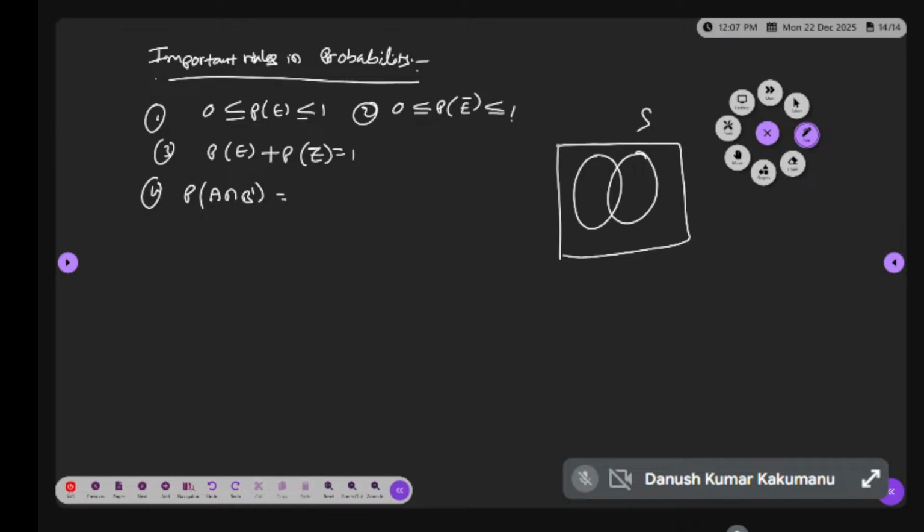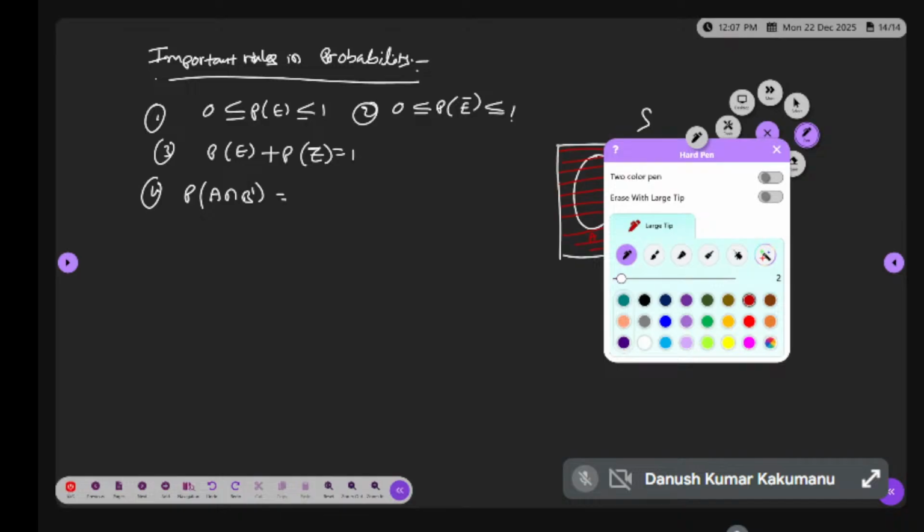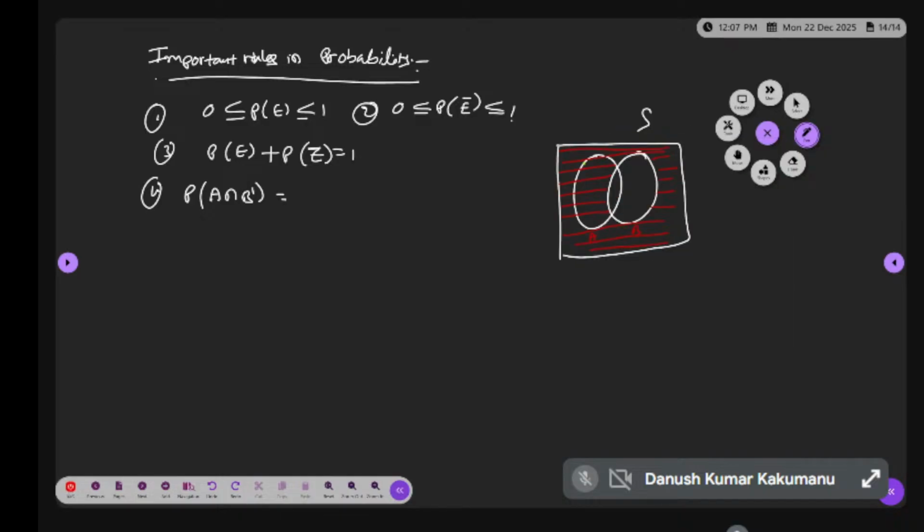This is our A and B. B complement. All of you know B complement. Except B, the remaining region is the B complement. Now, where this is intersecting with A, that is required. Where it is intersecting with A, this checks region. If you observe the checks, this type of checks region is A intersection B complement.